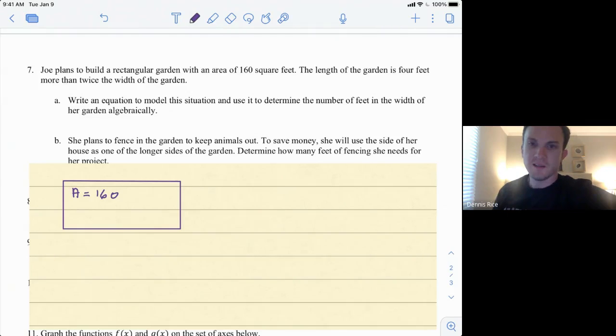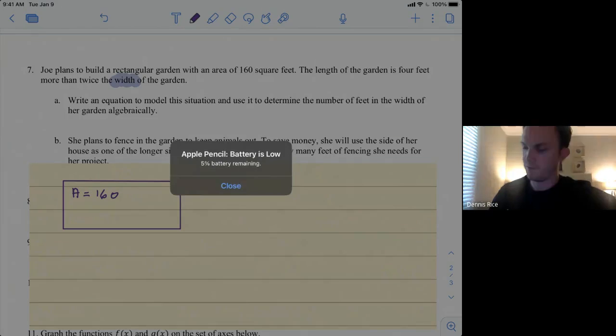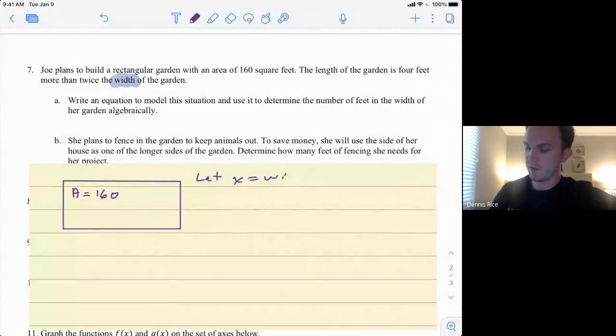It says the length of the garden is 4 feet more than twice the width. So we want to use, let's say, X and Y. The trick with this is looking at which one comes at the end. The one that comes last, I know it's not literally at the end of the sentence, but you know what I mean, is going to be your plain variable. So X here is going to be my width.